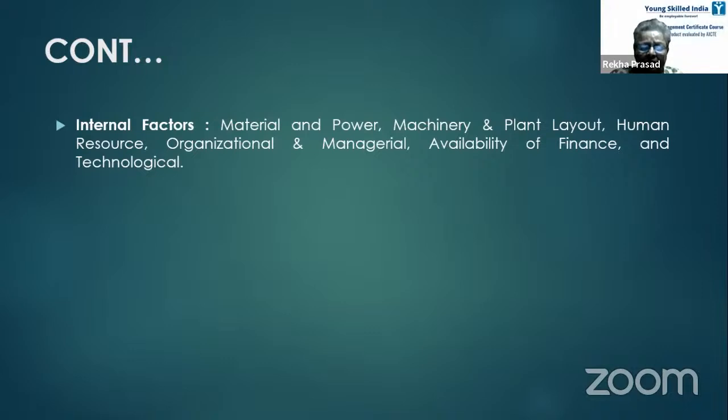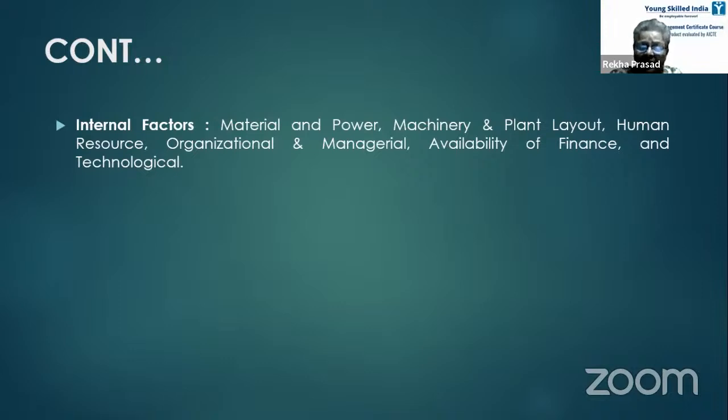What should be the layout of the plant according to the things you are producing? The layout of the plant will depend on that. Then what type of people you will be employing in the organization, what should be their educational qualification, what should be their experience, what knowledge, all these things are under your control. Organizational and managerial: how the organization should be set, what should be the hierarchical picture of the organization, what are the managerial things, how they are going to manage the human resource and other resources of the company, things like that.